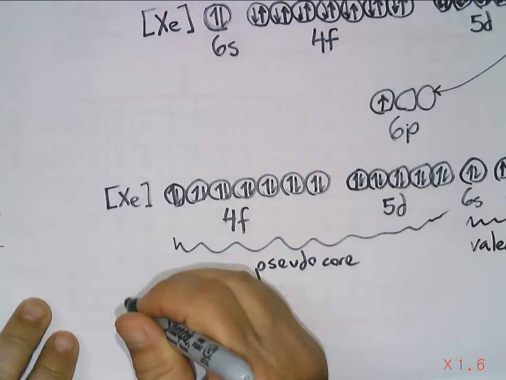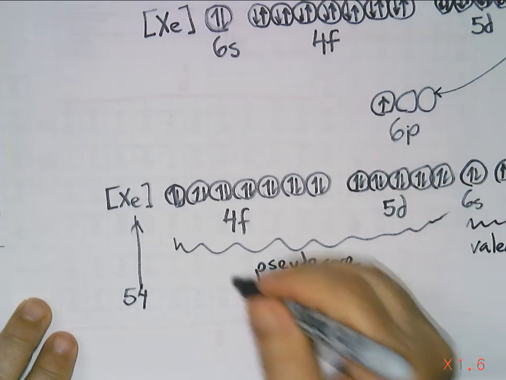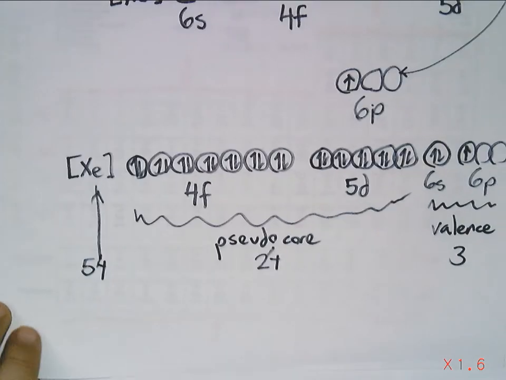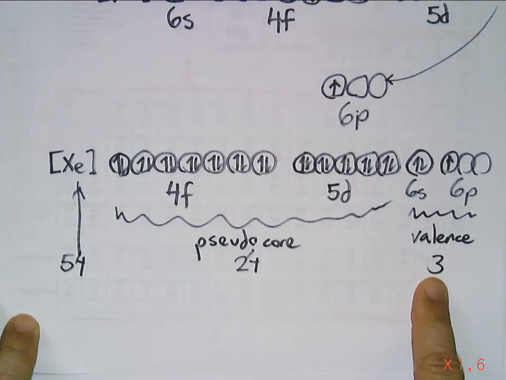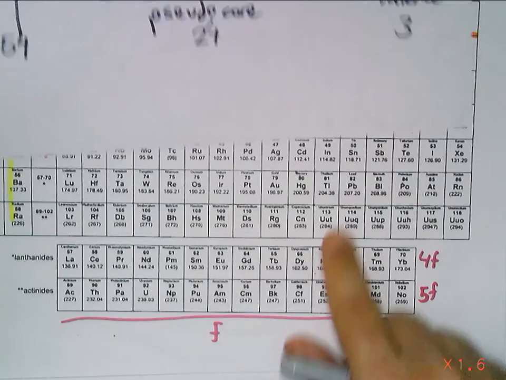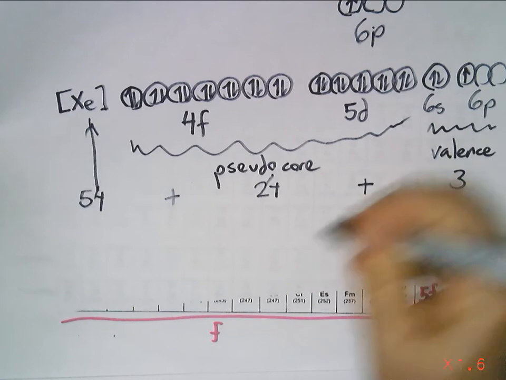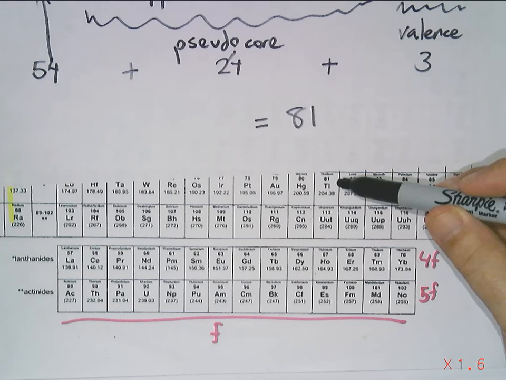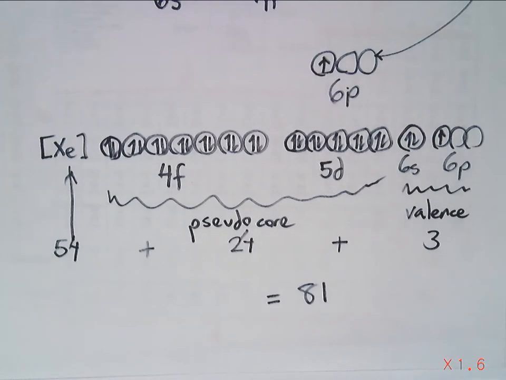So let's count up our electrons. 54 electrons were in the core, and we said 24 were in the pseudocore, and 3 were in the valence. Now here's a check to see if I miscounted anywhere. If I add these all up, I should get the atomic number of thallium, which is 81. And I do. Okay, so I didn't miscount anywhere. So this is one way that you can double check.